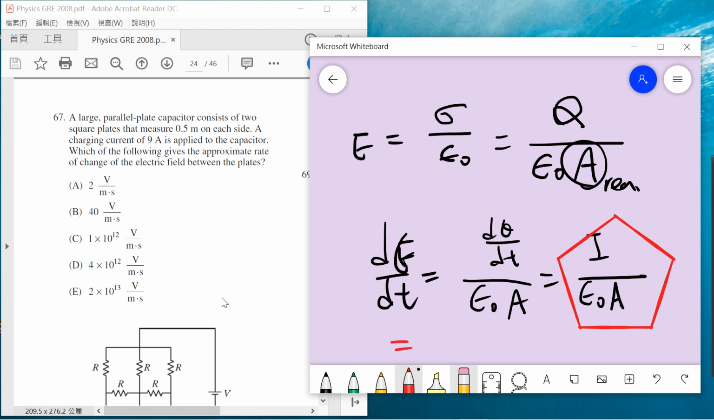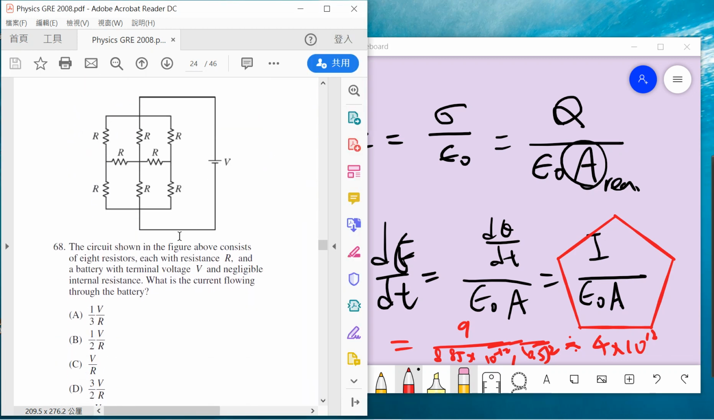Okay, so all we need to do is plug in the constants: 9 divided by epsilon naught, which is 8.85 times 10 to the negative 12, times 0.5 squared. So we can estimate the scale. So this is 4 times 10 to the 12. So the answer is D. Okay.